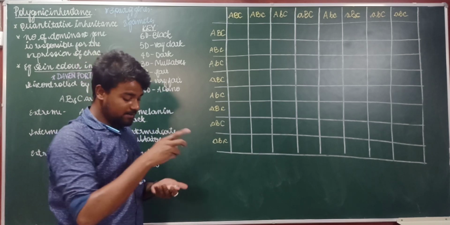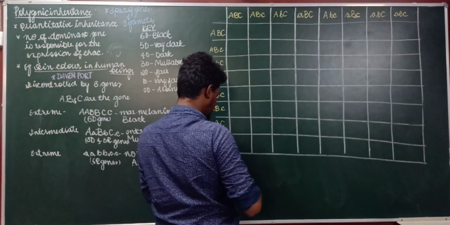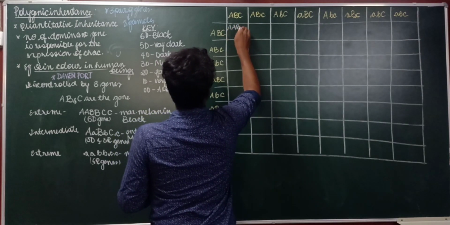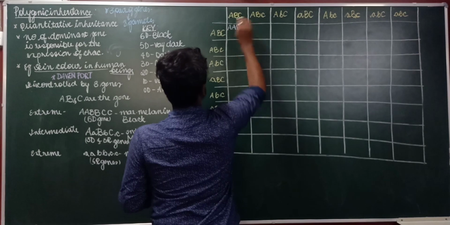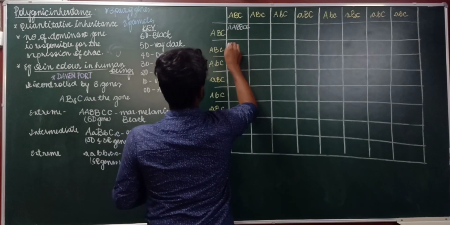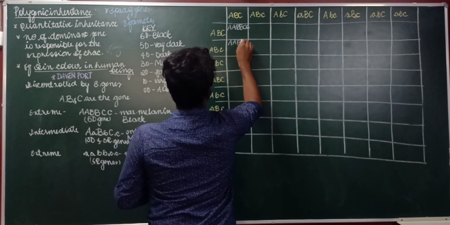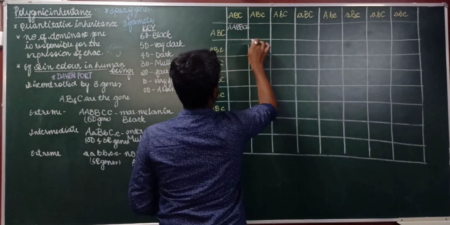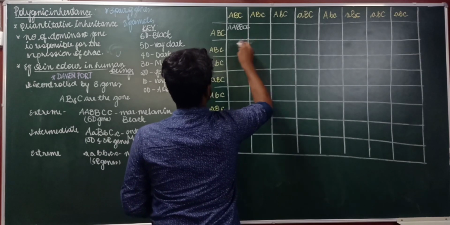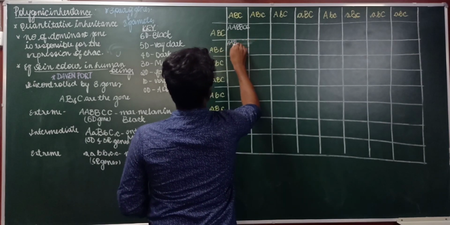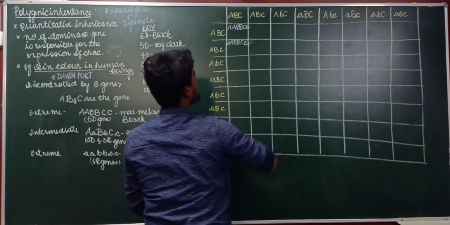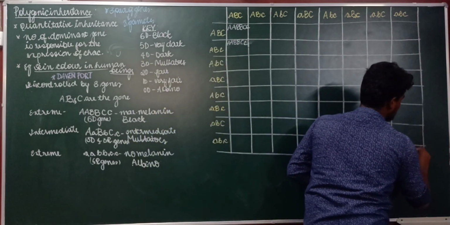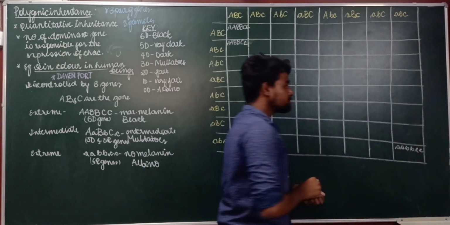We'll solve 2 of them. Let me write it in white. Capital A, capital A, capital B, capital B, capital C, capital C. So we'll take this. Capital A, capital A, capital B, capital B, capital C, small letter C. Capital A, capital A, capital B, capital B, capital C, small letter C. And here it is the extreme condition: small a, small b, and small c, small c.